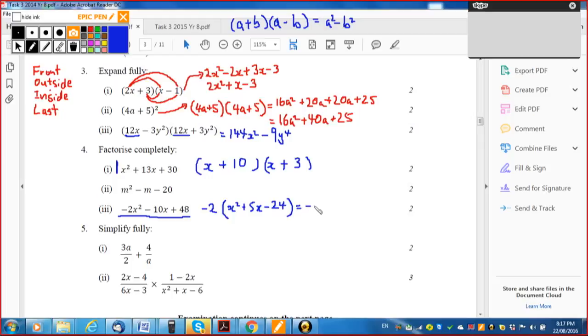So that becomes, what do you think? 8 and negative 3. Good, perfect. Let's do this one, just so we know it wasn't a fluke.